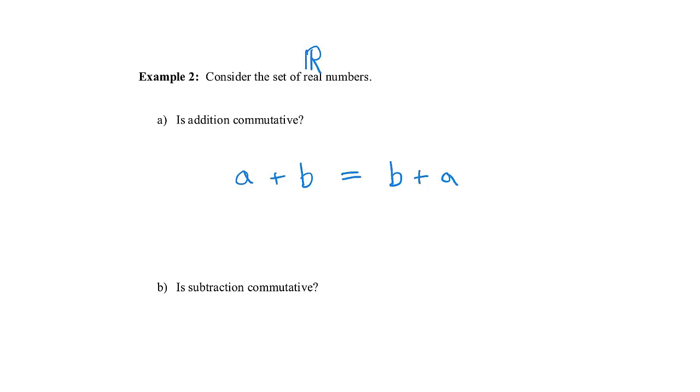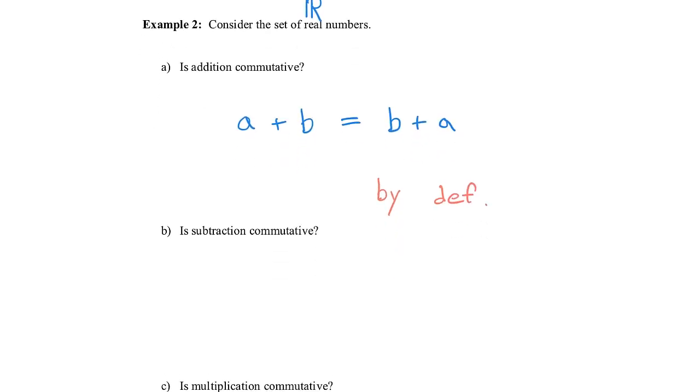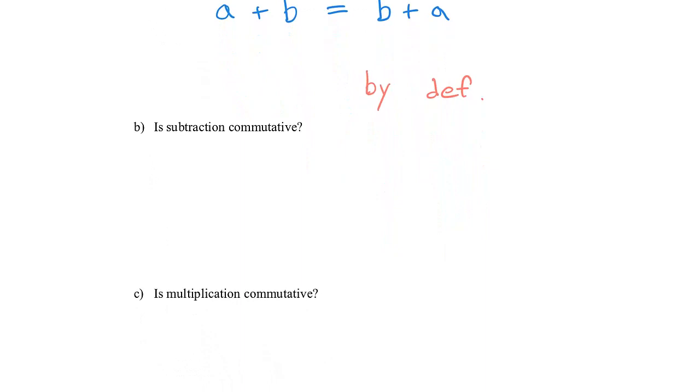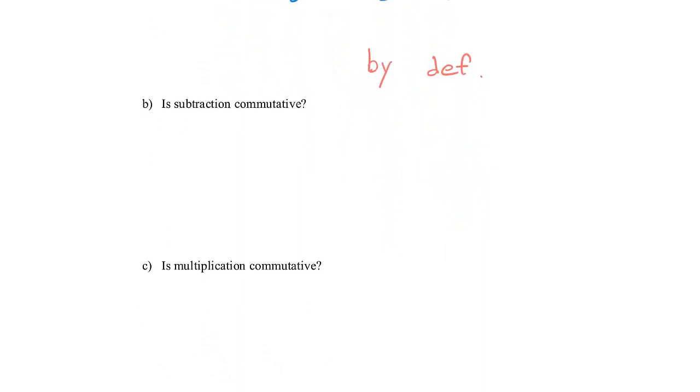Not that we can test every possibility, but it certainly makes sense with integers, and we can say that, by definition, this equality works. So I'm going to write "by def" for by definition. So there's a few starting places that mathematicians take towards algebra, and this is one of them, that addition is commutative over the real numbers. So we put that in our dictionary.